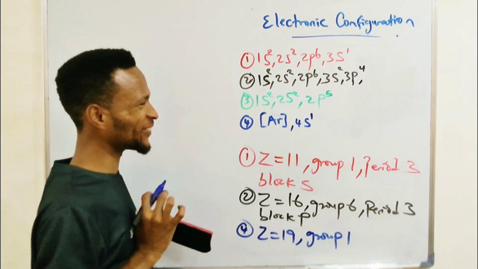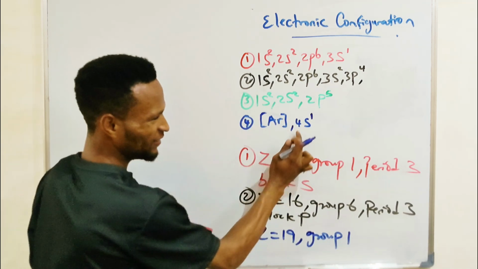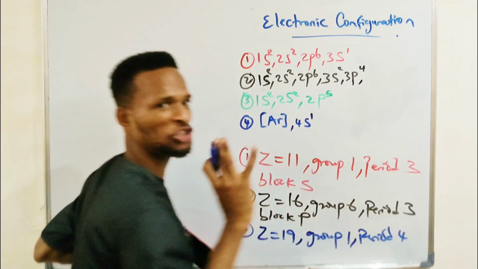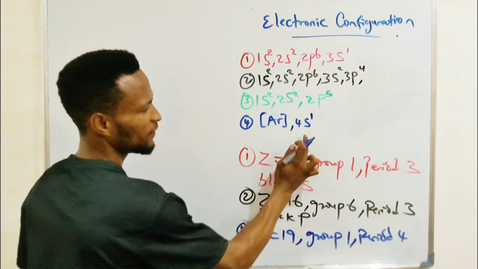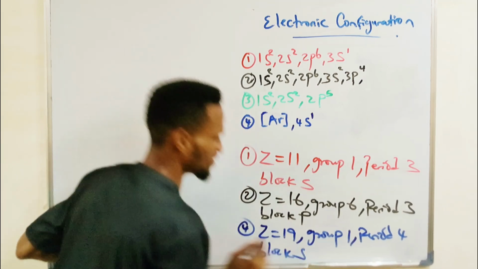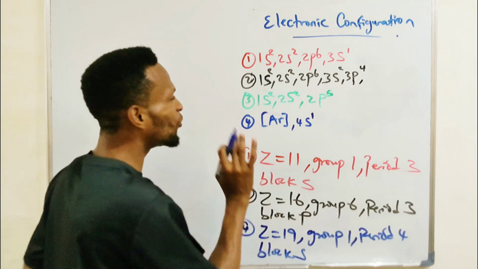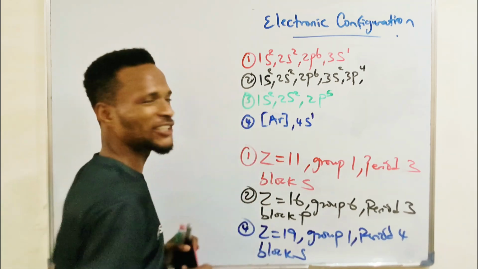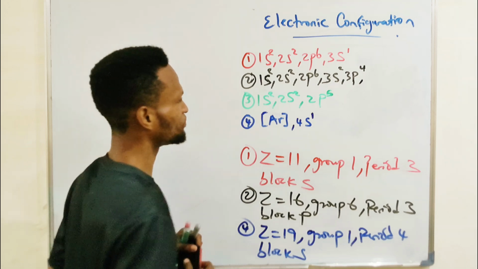How do you know the period? The highest number, which is 4. This is in period 4. It has 4 shells. And how do you know the block? The last orbital is in what? Block S. Very simple. If you understand this, try number 3 and put your answer in the comment section.